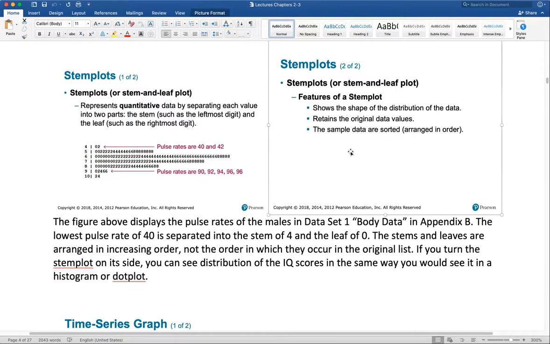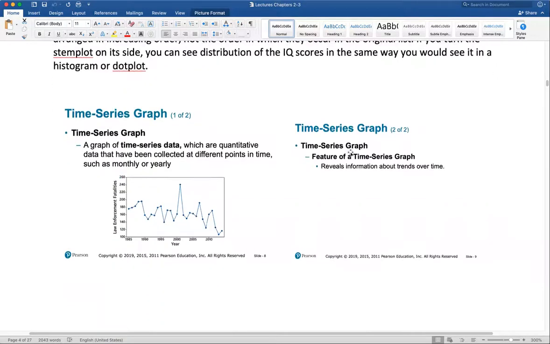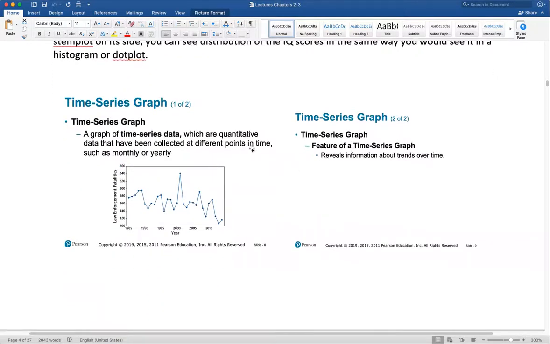Okay. So now, the time series graph. It is a graph of time series data, which are quantitative data that have been collected at different points in time, such as monthly or yearly. So if data is collected over time, then we can plot the time series graph. From the time series graph, we can see how the data changes over time.